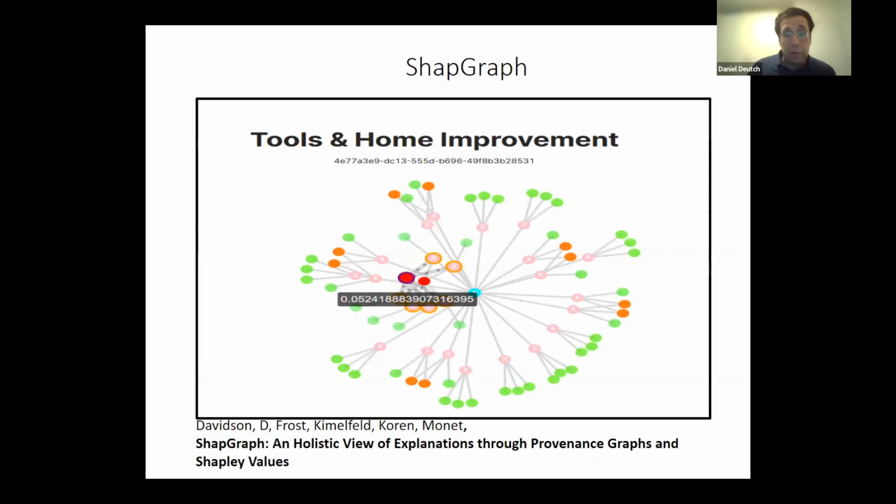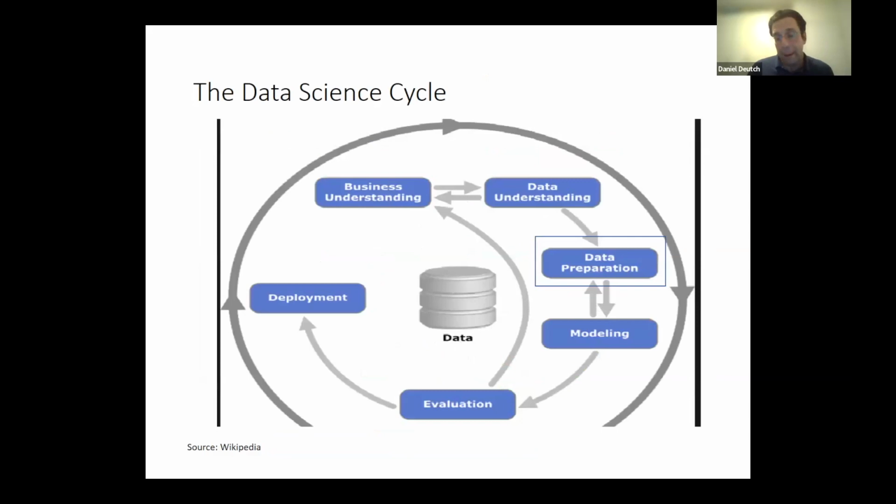So that's another view of the system. You see the circuit with lots of nodes, but then you can also see, according to the color code, which nodes contributed the most, and you can actually hover over them and see what their contribution is. So that's a mixed view of joint and individual contribution. All right, back to the data science cycle.